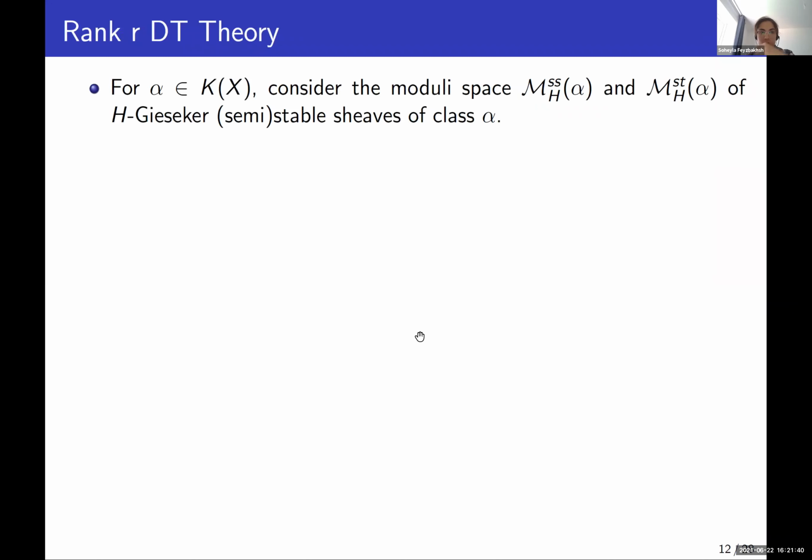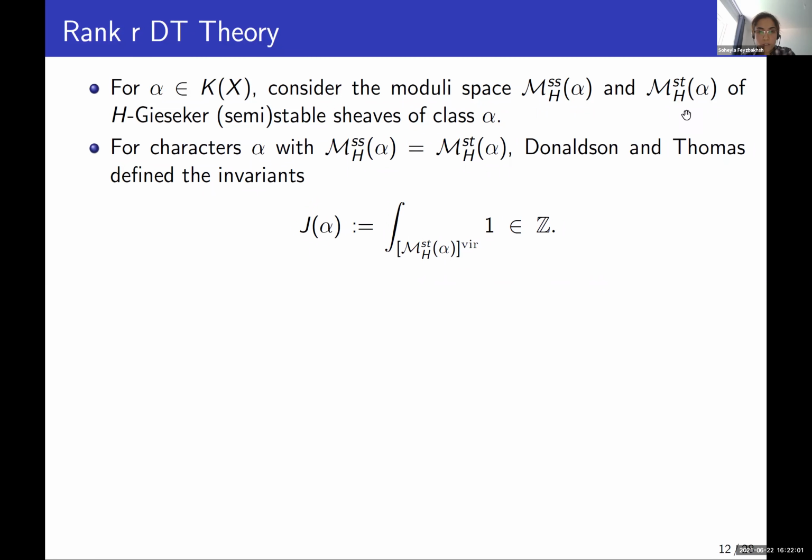Okay, so when we go to higher rank, we need to consider the moduli space of Gieseker semi-stable sheaves of class alpha. In my notation, MH semi-stable of alpha is just the semi-stable sheaves of that class alpha, and the other one is the ones which are strictly stable. So if semi-stability is equal to stability, which means that we do not have any strictly semi-stable sheaf of class alpha, then Donaldson-Thomas defined the invariant J alpha, which counts Gieseker stable sheaves of class alpha. So you can think of J alpha as just the signed topological Euler characteristic of this moduli space, okay?